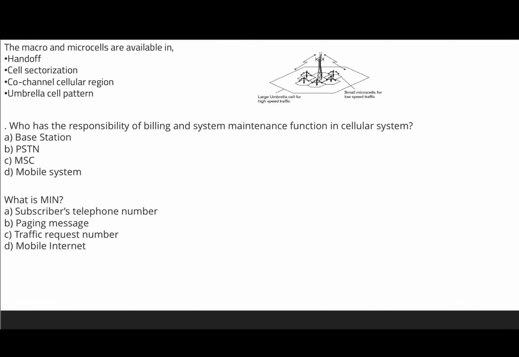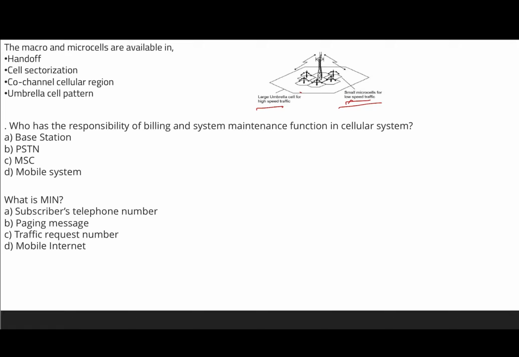Next question. The macro and micro cells are available in option A, handoff, option B, cell sectoring, option C, co-channel cellular region, option D, umbrella cell pattern. In this figure, you can see an architecture of the umbrella cell pattern. Here, the large umbrella cells are used for handling high-speed traffic, and the small micro cells are usually used for low-speed traffic.